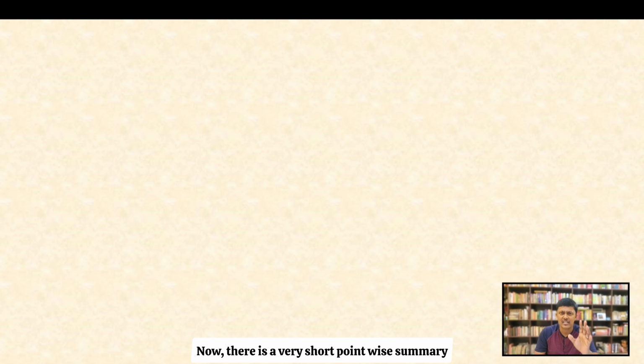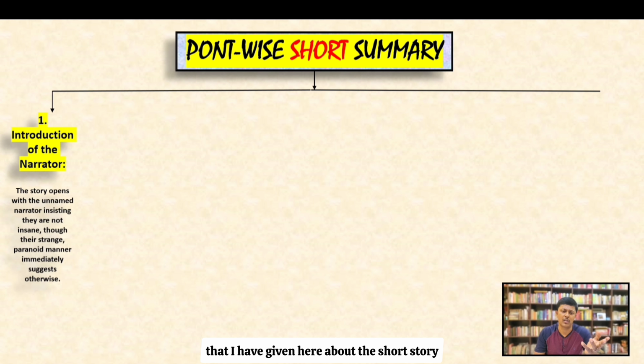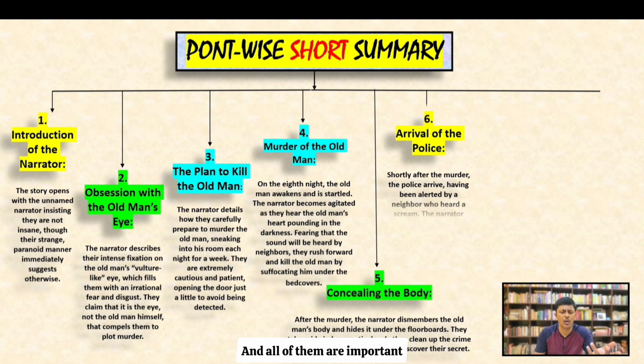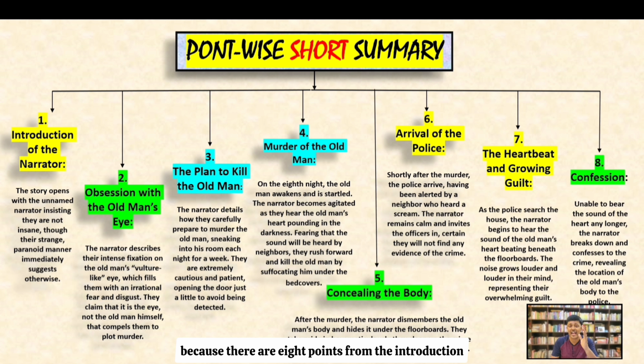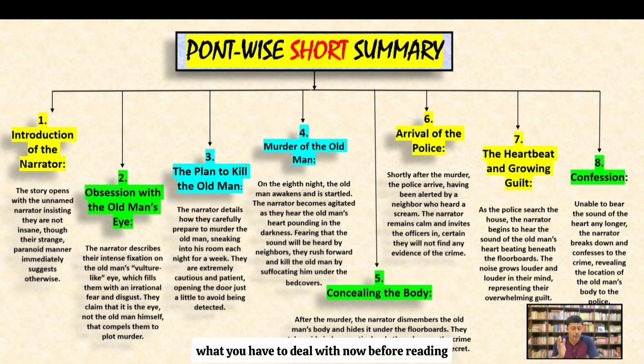Now, there is a very short point-wise summary that I have given here about the short story, and all of them are important because there are 8 points from the introduction of the narrator to the confession part. And in each point, what you have to deal with. Now, before reading this short summary, I need to tell you that before watching this video, you have to understand the story very carefully because the story is a very interesting one. Just go through the story and then come to the video part, then the analysis will be fulfilled.